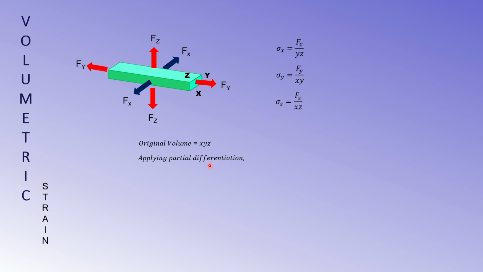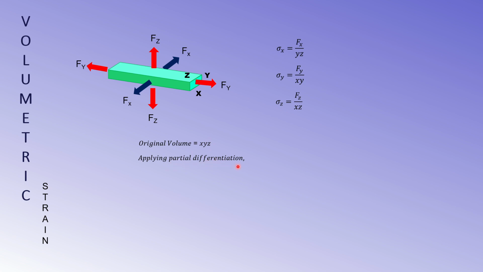Why are we using partial differentiation? Because here the volume is a function of not only one variable. The function, as you can see, is of x, y, and z. So that is why we cannot use the normal differentiation method. We have to use what we call partial differentiation.